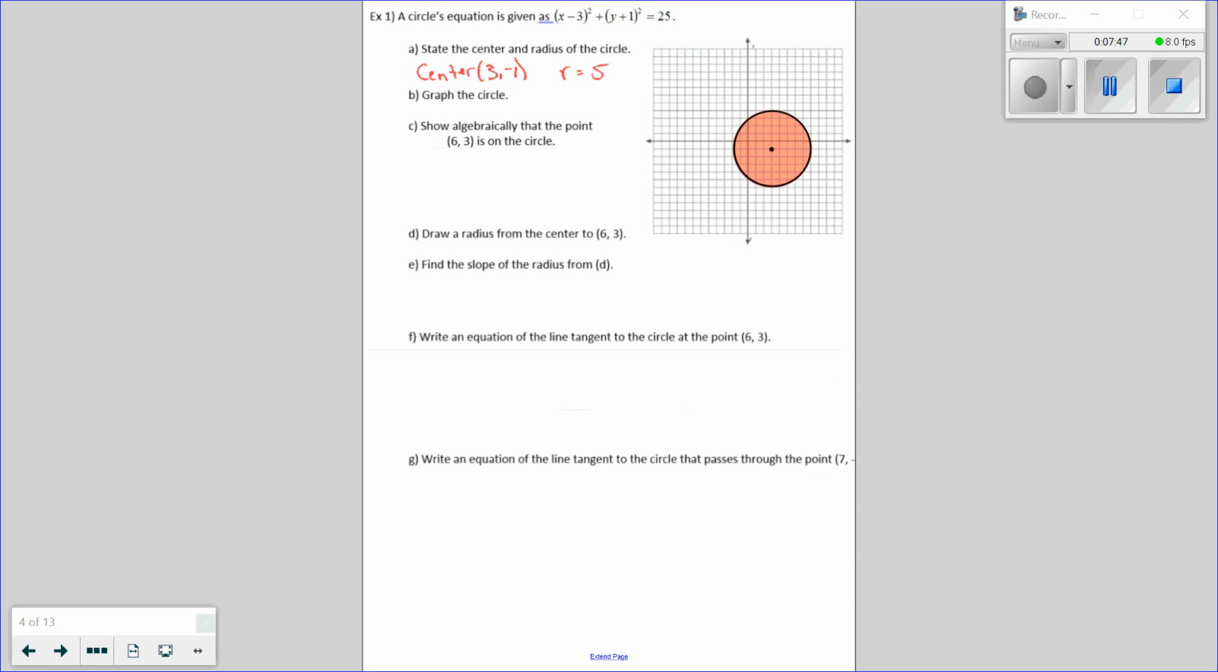Now, the next thing we're asked to do is show algebraically that the point (6, 3) is indeed on the circle. So you're going to plug 6 in for x, plug the 3 in for the y, and show that it checks to prove that that point is on the circle.